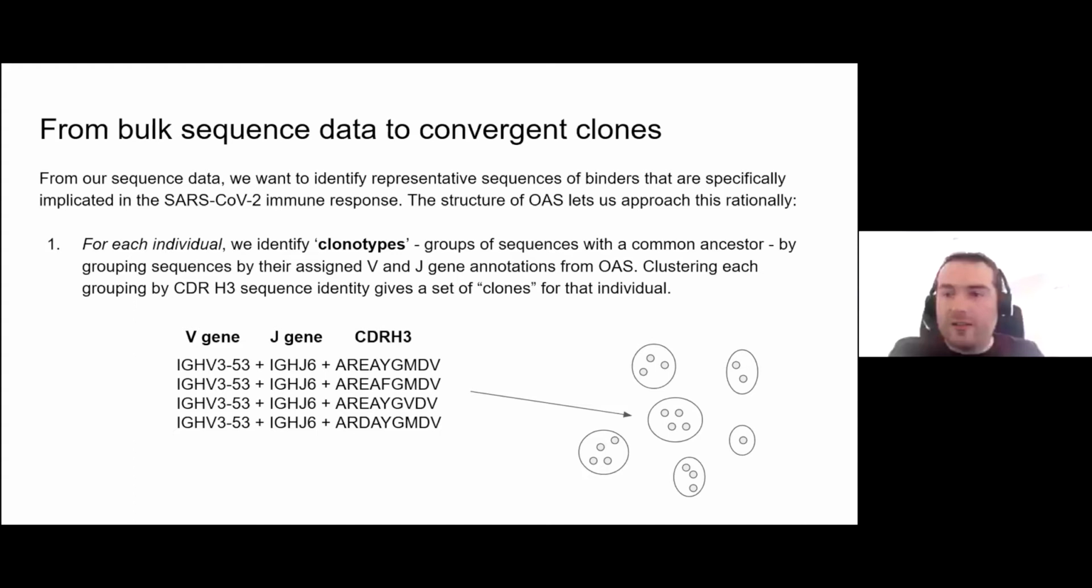So we group the sequences by their V and J gene annotations, which are provided by OAS. And then given those groupings, for each grouping, we cluster them by the CDRH3 identity. Recall that the CDRs are the region of the sequence that is responsible for antibody binding. By performing this grouping and clustering, this gives us a group of distinct clones for that individual. What we're really looking to get out at the end is a set of sequences for which we have a distinct V gene, a distinct J gene, and a distinct CDRH3. And this really gives us the groundwork for representative sequences from this one individual.